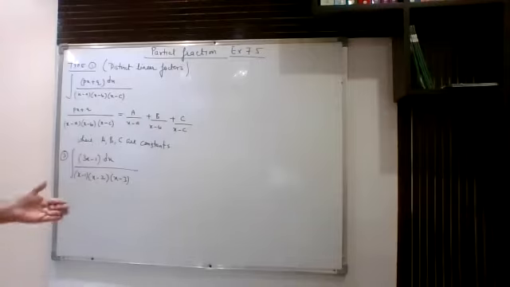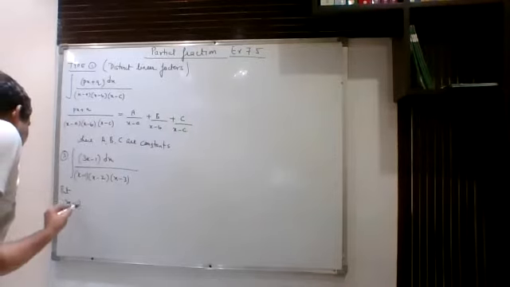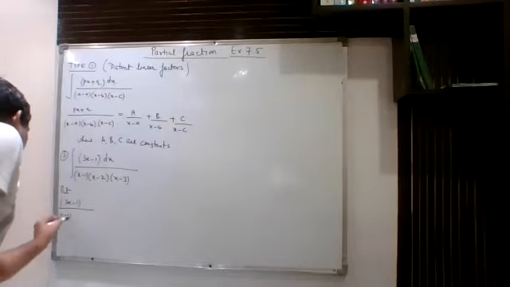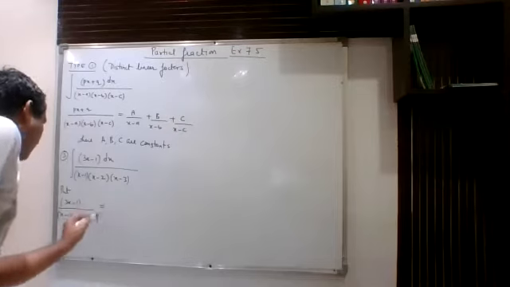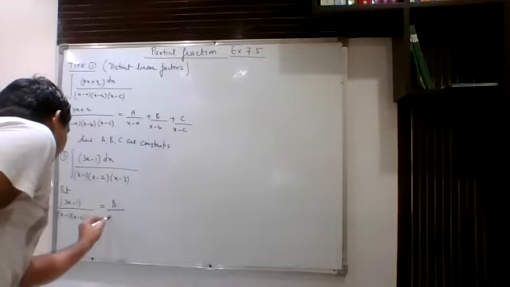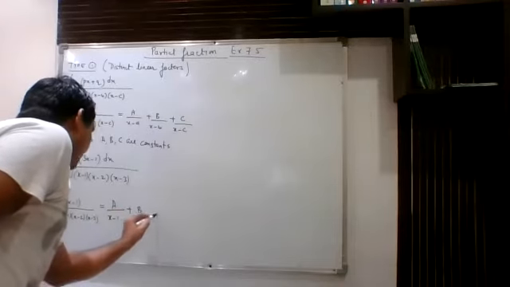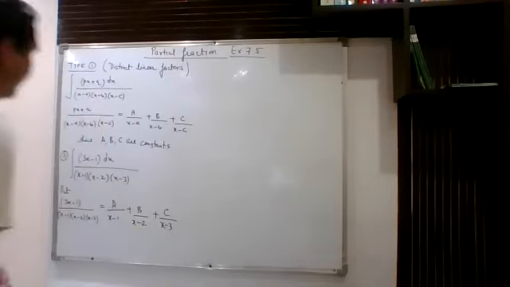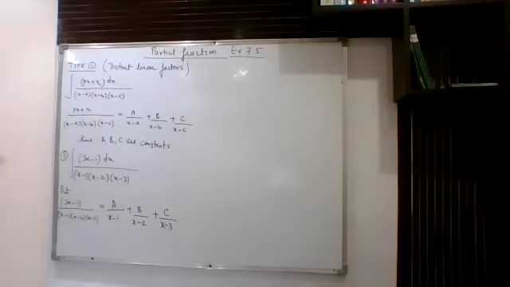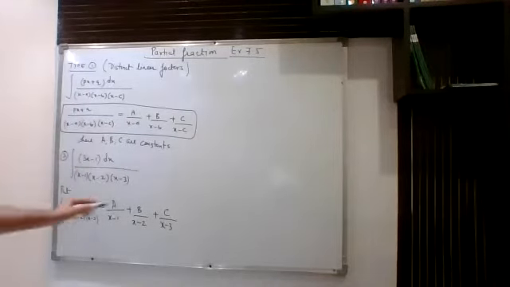So now let us apply the substitution. You will say let us put (3x minus 1) divided by (x minus 1)(x minus 2)(x minus 3) equal to A upon first linear plus B upon second linear plus C upon third linear. Right? So this is the substitution which we had written over here.